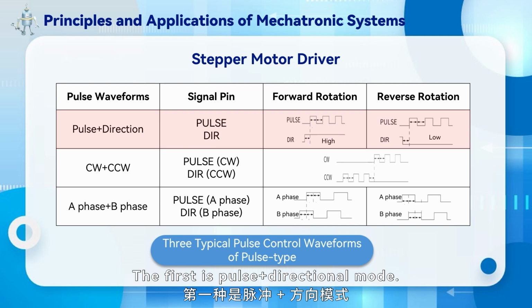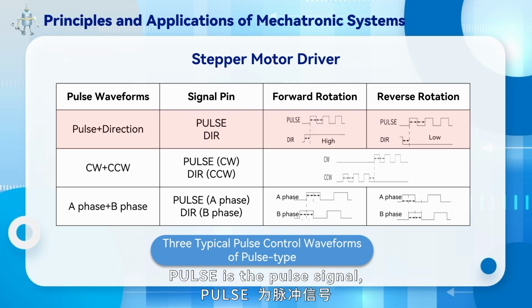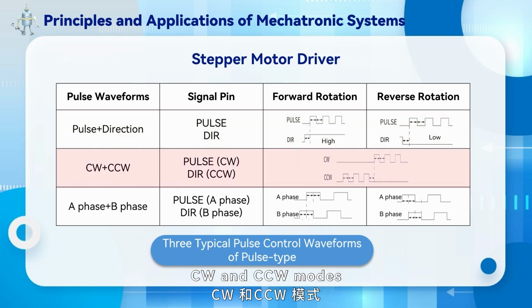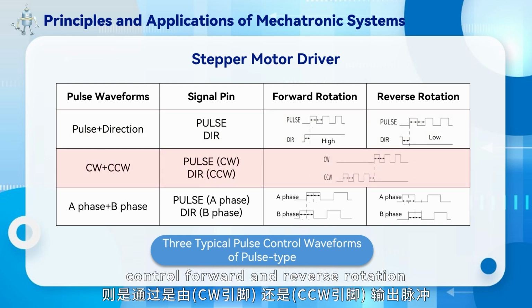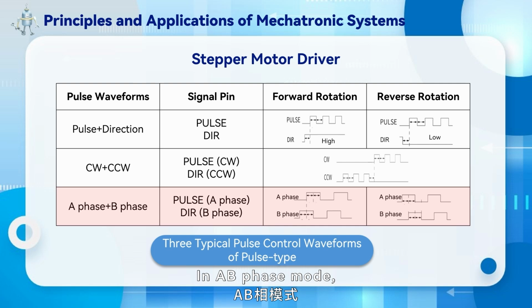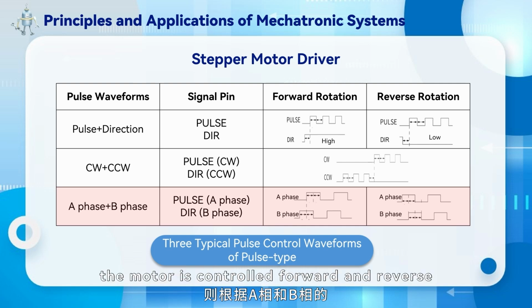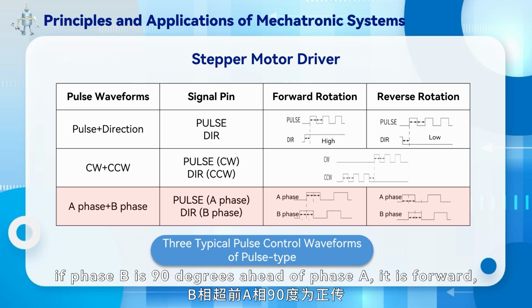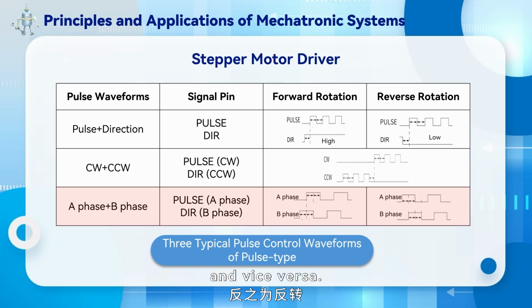The first is pulse plus direction mode. Pulse is the pulse signal, DR is the direction signal, and the high and low levels of DR correspond to the control of forward or reverse rotation. CW and CCW modes control forward and reverse rotation by the output pulse of CW pin and CCW pin. In AB-phase mode, the motor is controlled forward and reverse according to the phase relationship between phase A and phase B. For example, if phase B is 90 degrees ahead of phase A, it is forward and vice versa.